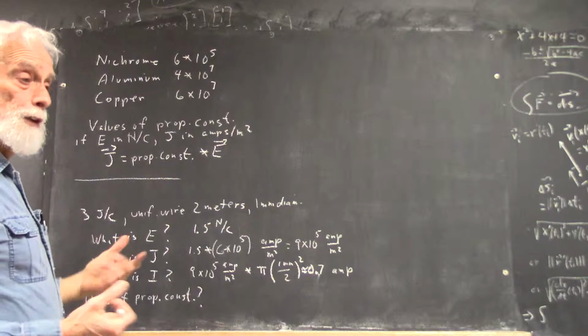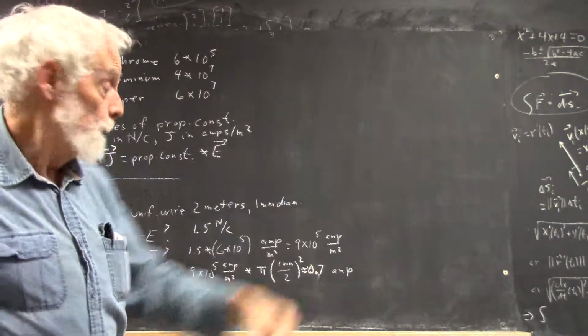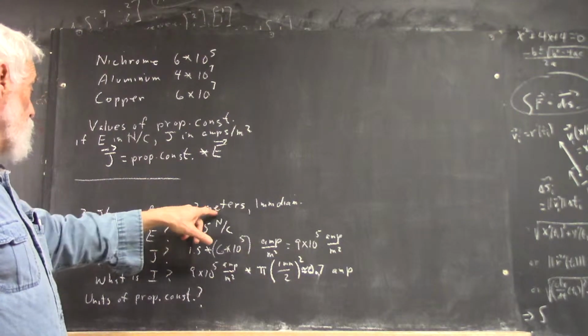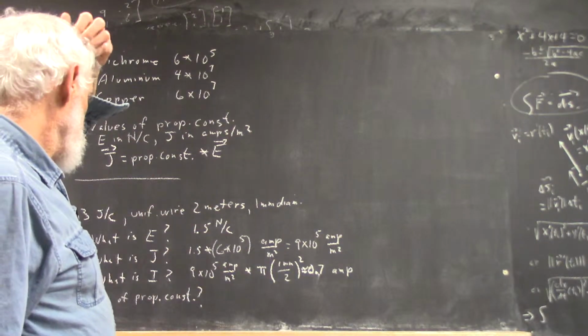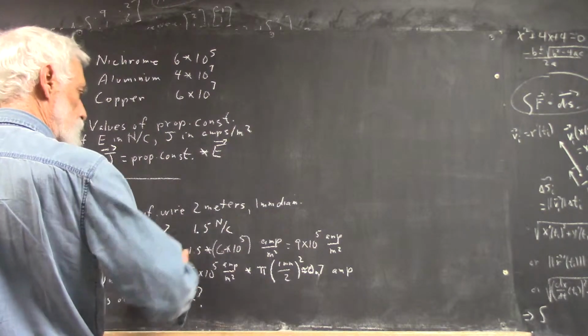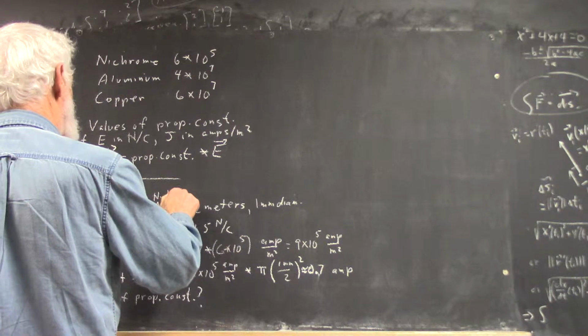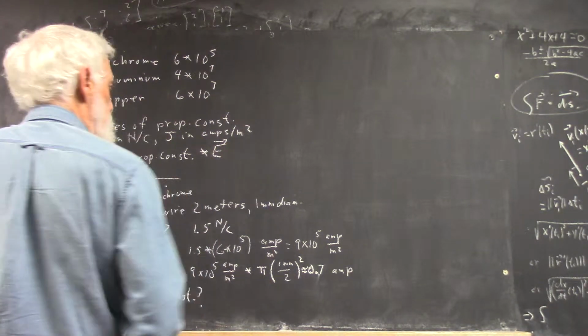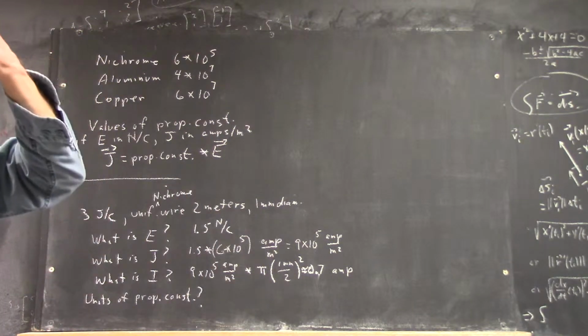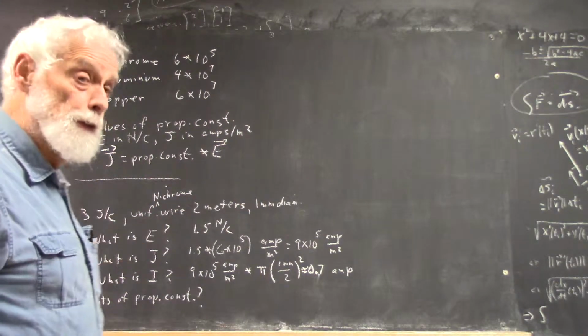So, example, 3 joules per coulomb, uniform 2 meter long wire, 2 meters, and 1 millimeter diameter. And I didn't specify nichrome, and I was going to specify it down here. Okay? Then this is what you have. So what's the electric field?